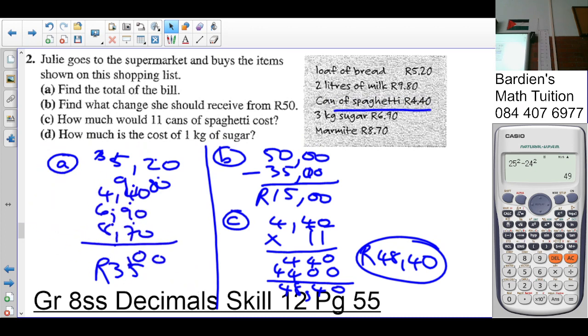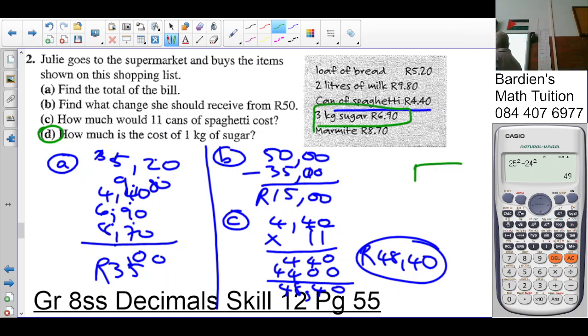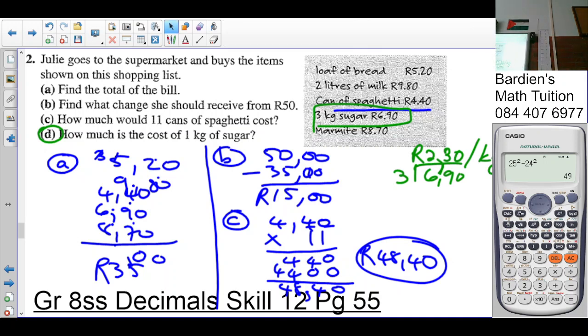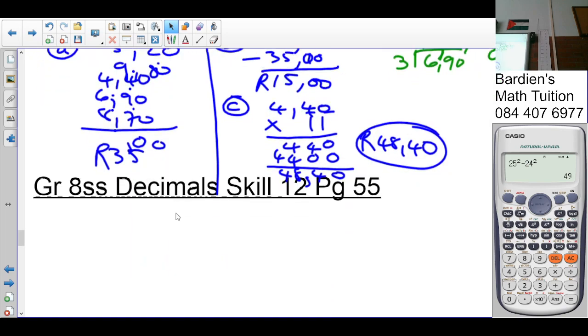That is C. This is how much is the cost of 1 kilo of sugar. So if 3 kilos of sugar costs 6,90, it's going to be 6,90 divided by 3. So it's going to be 2. 3 goes into 9 3 times and 0 times 0. So it's 2 rand 30 per kilogram. You guys understand? Any confusion there?